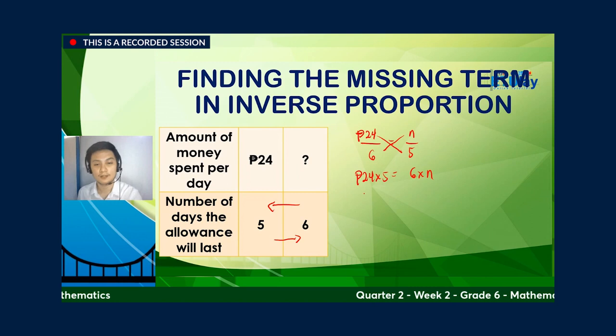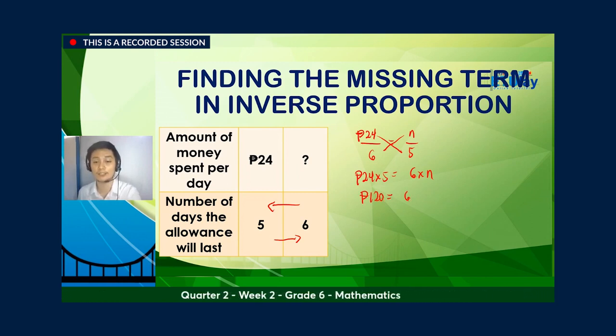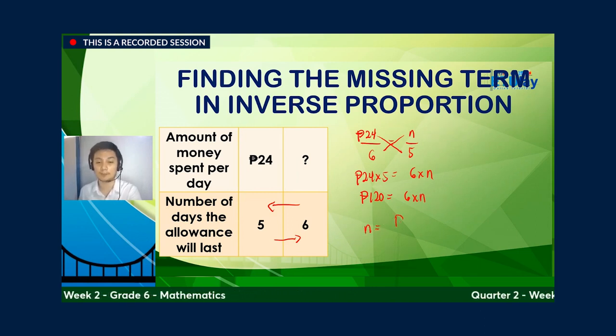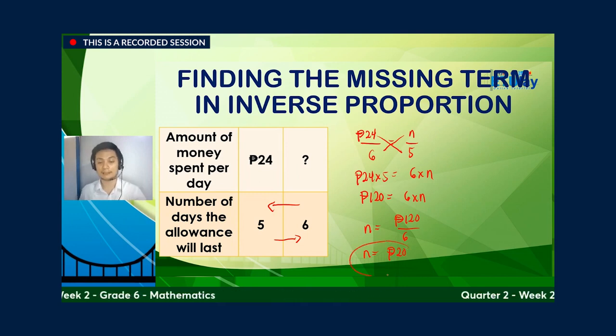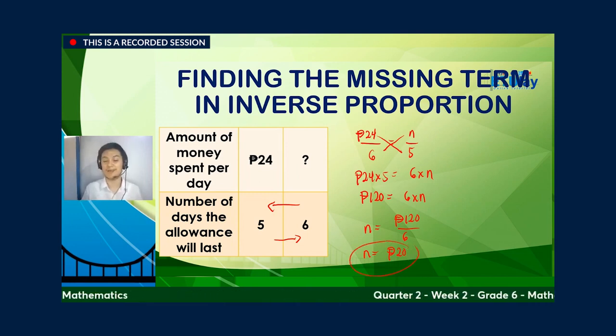Okay? So ang product ng 24 and 5 ay 120. So you have 120 pesos equals 6 times n. At ang n nga dapat ay maging equal sa quotient when you divide 120 by 6. And you should get that n is equal to 20 pesos. Ibig sabihin, kada araw, dapat ay 20 pesos para tumagal yung allowance niya ng 6 days. Nakukuha pa yan, ha?